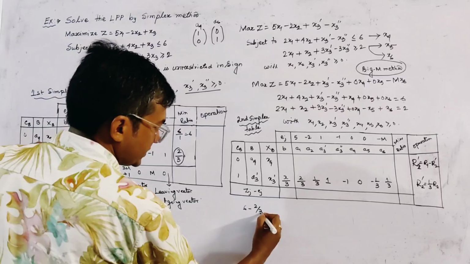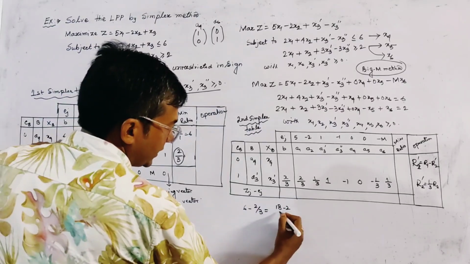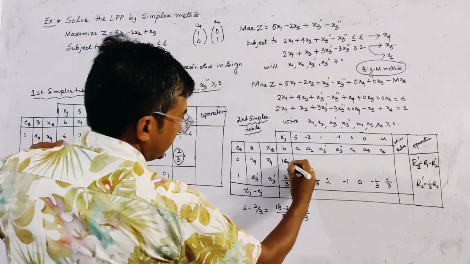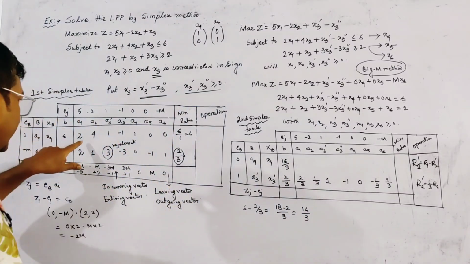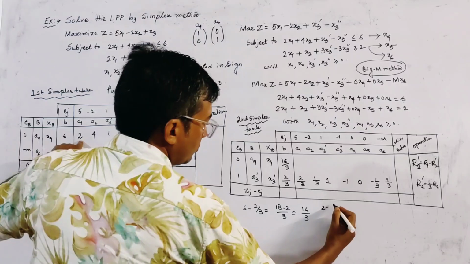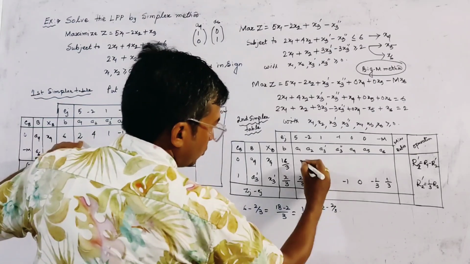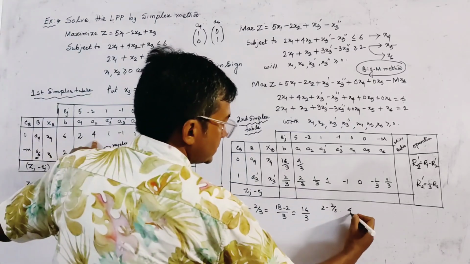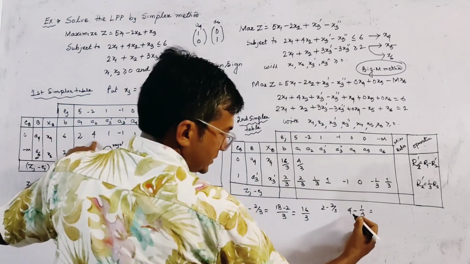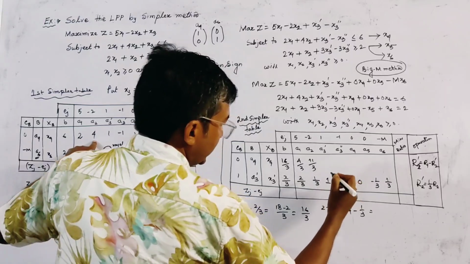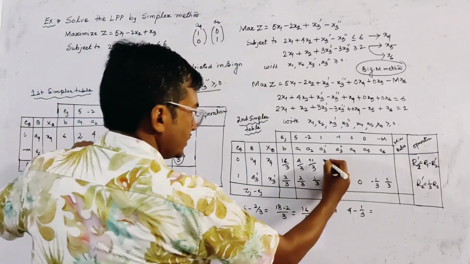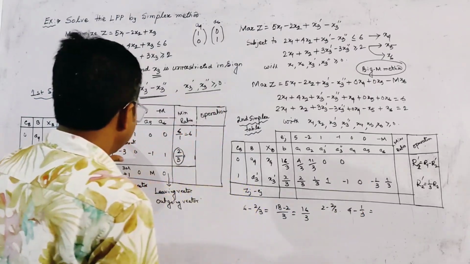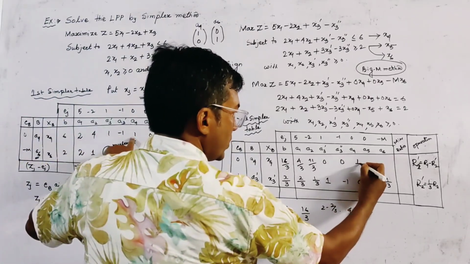6 minus 2/3. This is 18 minus 2/3. So it is 16/3. We write here 16/3. And this element is 2 minus 2/3. And this is 4/3. And this is 4 minus 1/3. This is 11/3. Okay. And clearly 1 minus 1, this is 0, and this is -1 minus 1, this is 0, and this is 1 minus 0, this is 1.